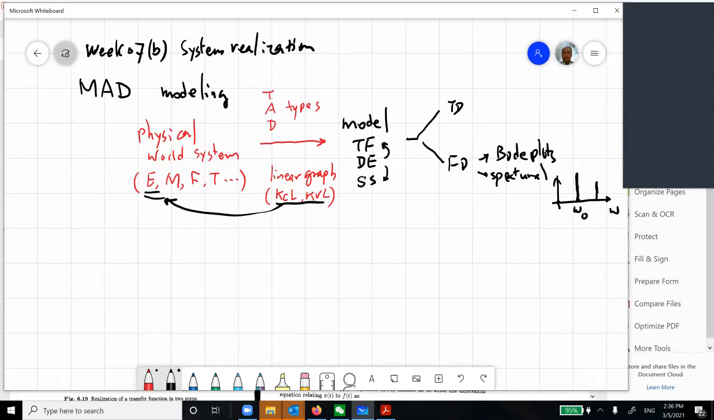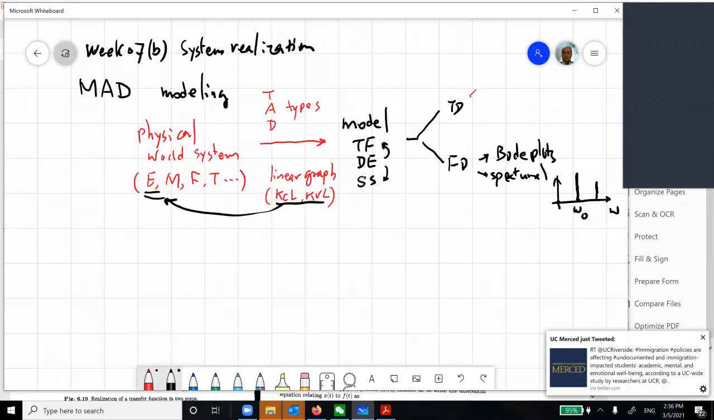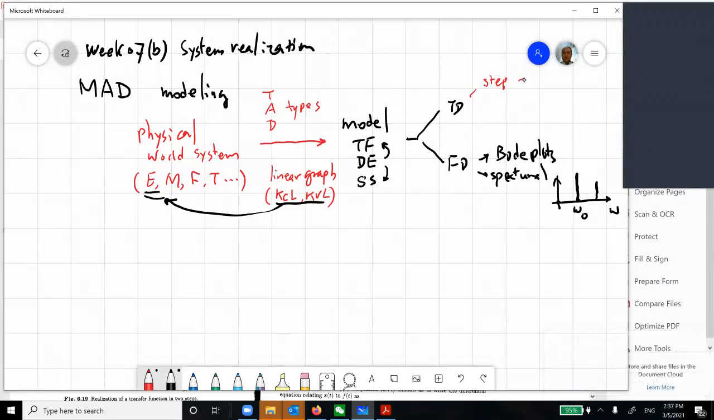In the time domain, it's hard to see this very well, but in the frequency domain it's much easier to see. For the time domain, we basically talked more about step response. For the step response, we talked about several parameters like rise time, steady state, settling time, and overshoot. So that's the step response.